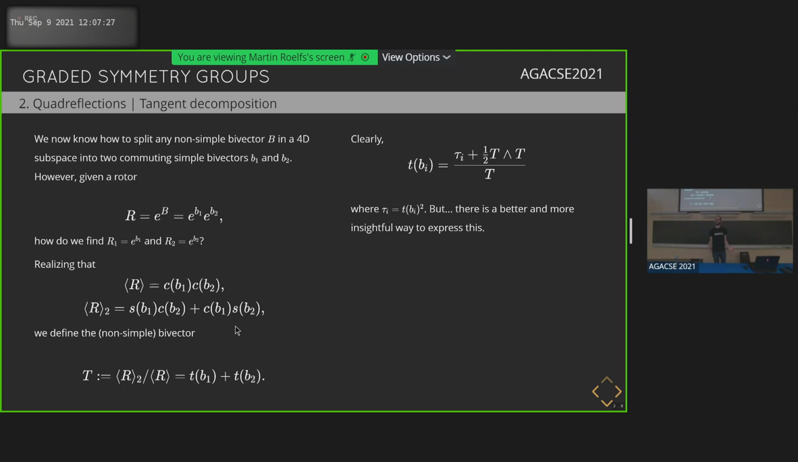And since that is now a non-simple bivector, I know what to do. I can just use our previous solution, where tau of I is now the T of Bi squared, right? This is still a simple bivector, so it follows the exact same pattern. So we could stop at this point, but there's actually a nicer way to formulate this, and a very revealing one.